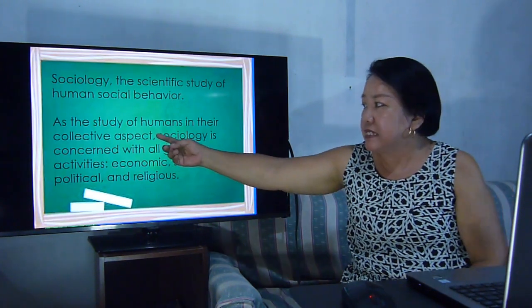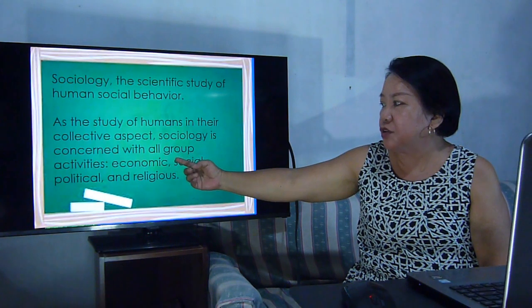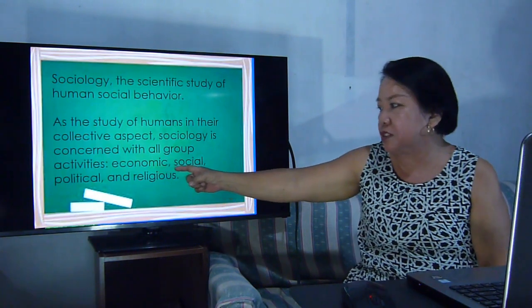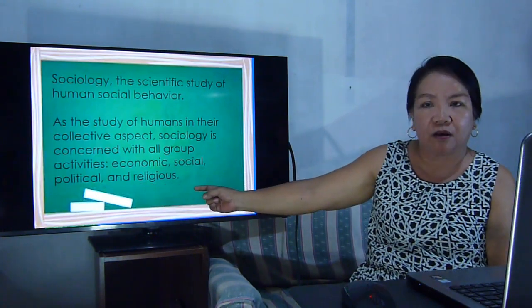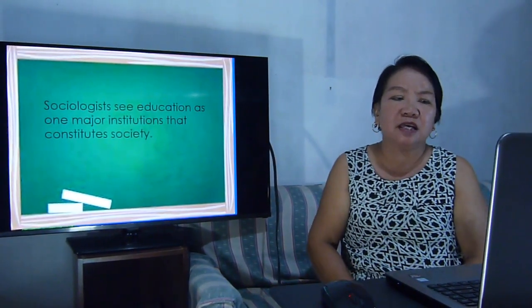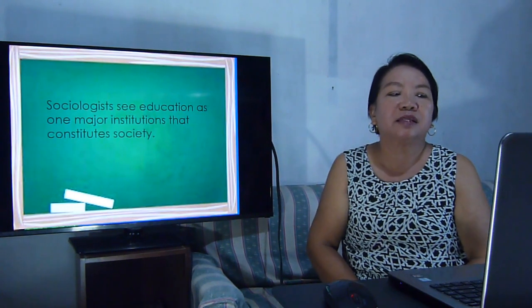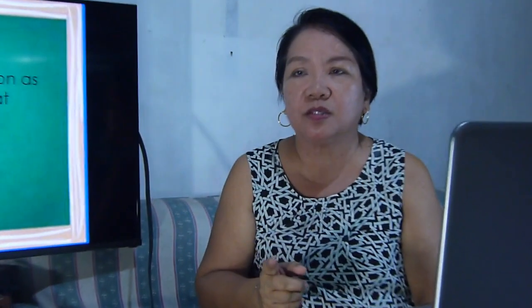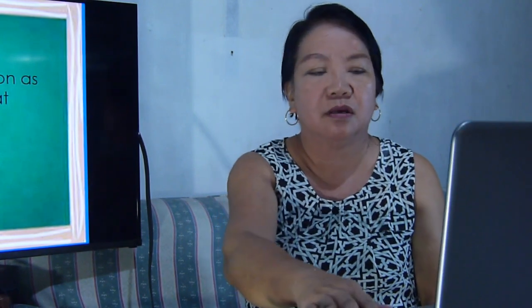So, as the study of humans in their collective aspect, sociology is concerned with all group activities. It could be in the economic, social, political, and religious aspect of the human being. Okay? Now, sociologists see education as one major institution that constitutes society. Correct. In one of the topics, education is one, and the school is one of the social institutions, no, that help in the development of the society. Okay, let's proceed to the consensus and conflict theory.